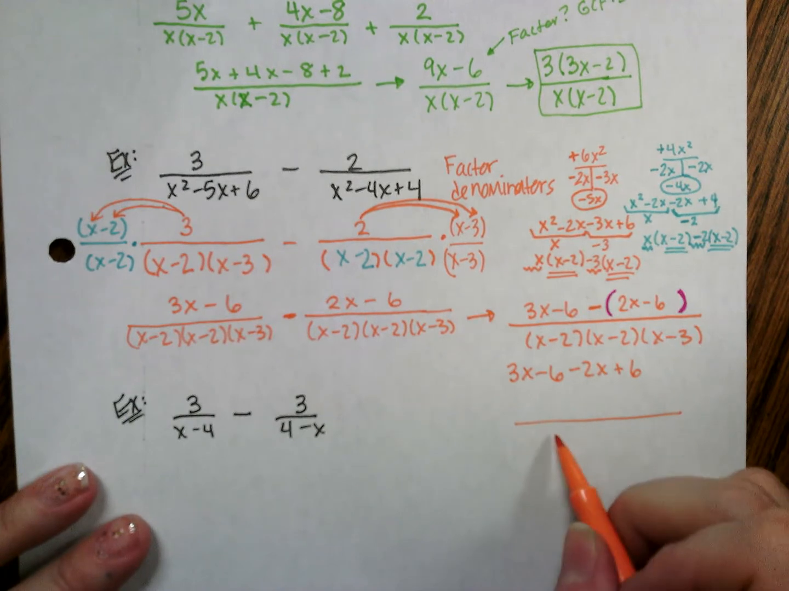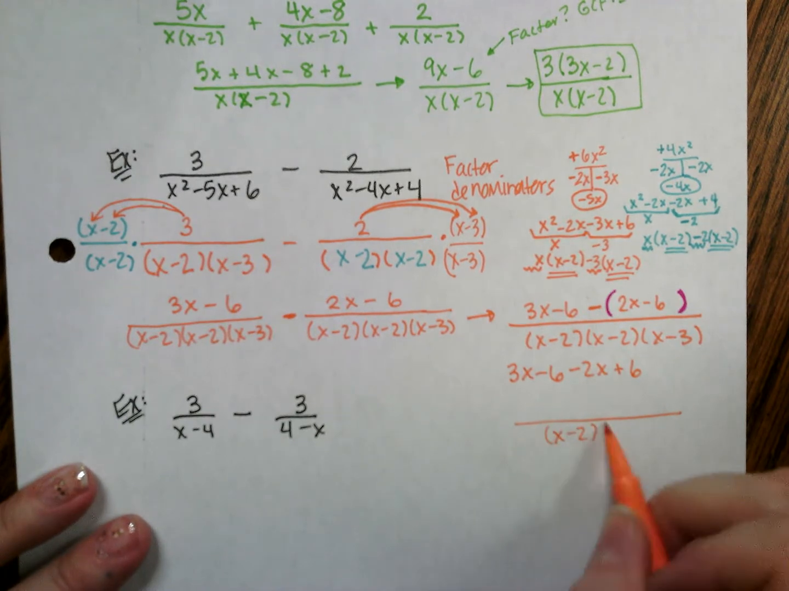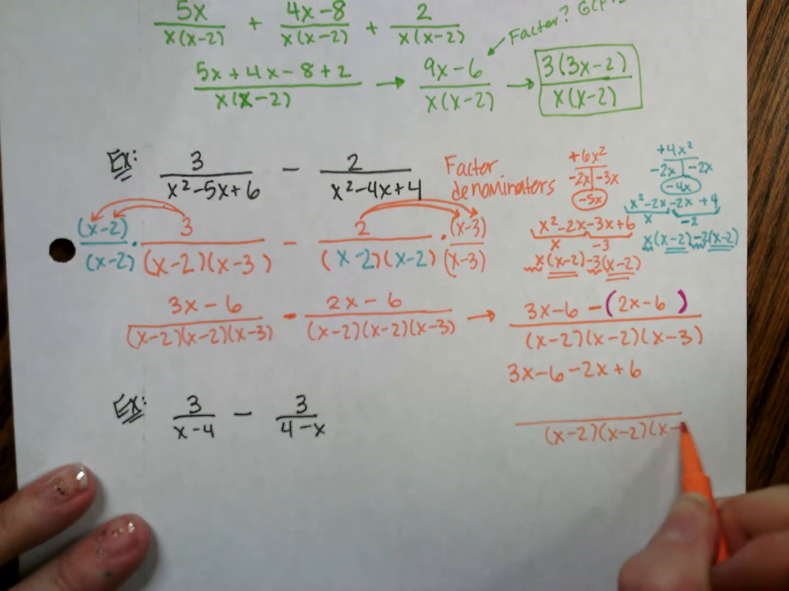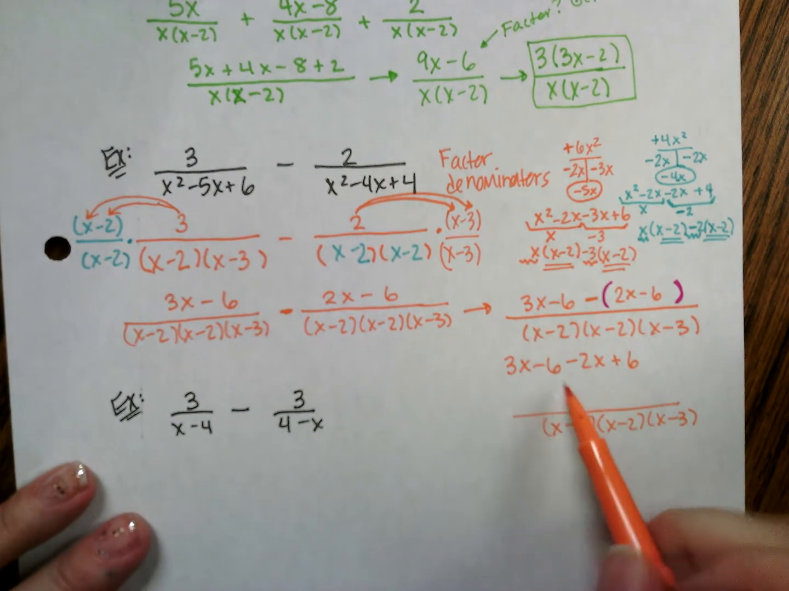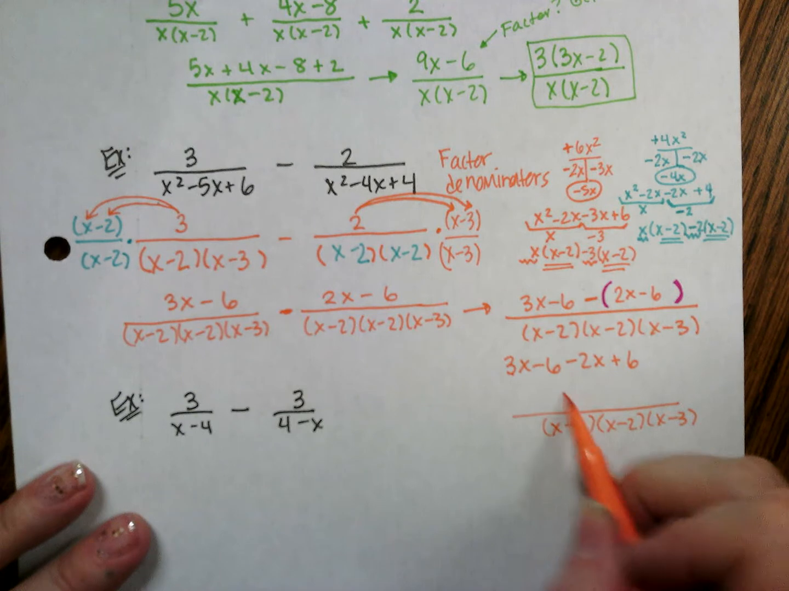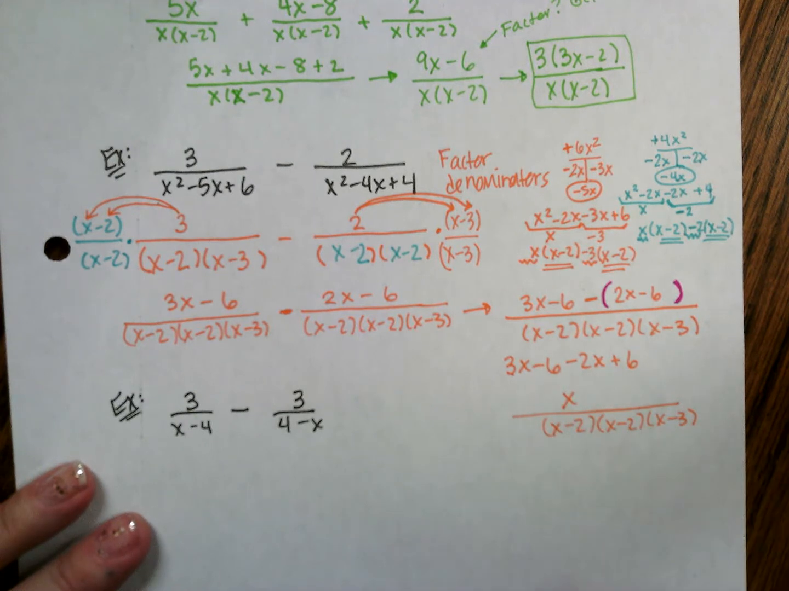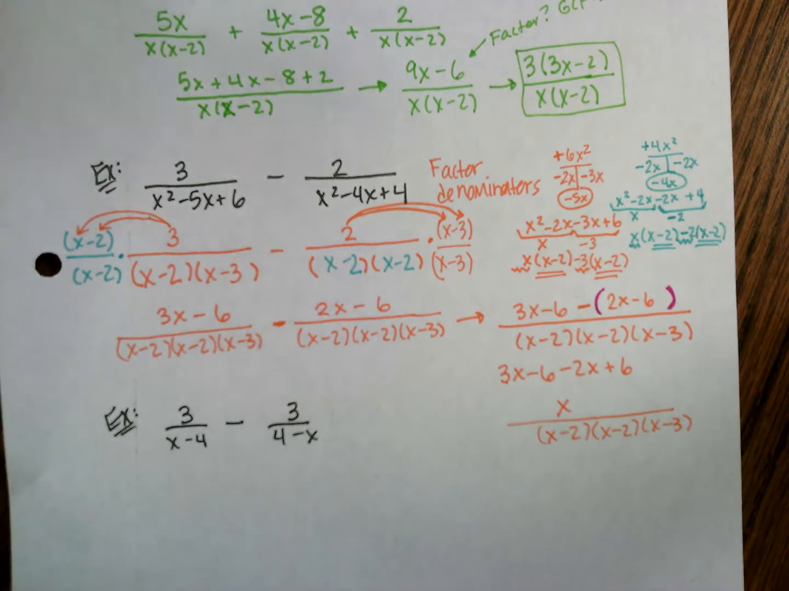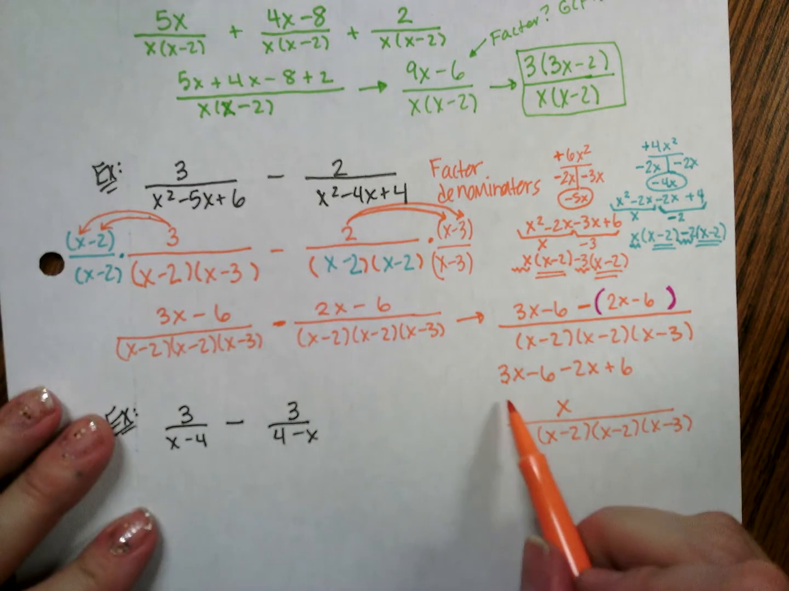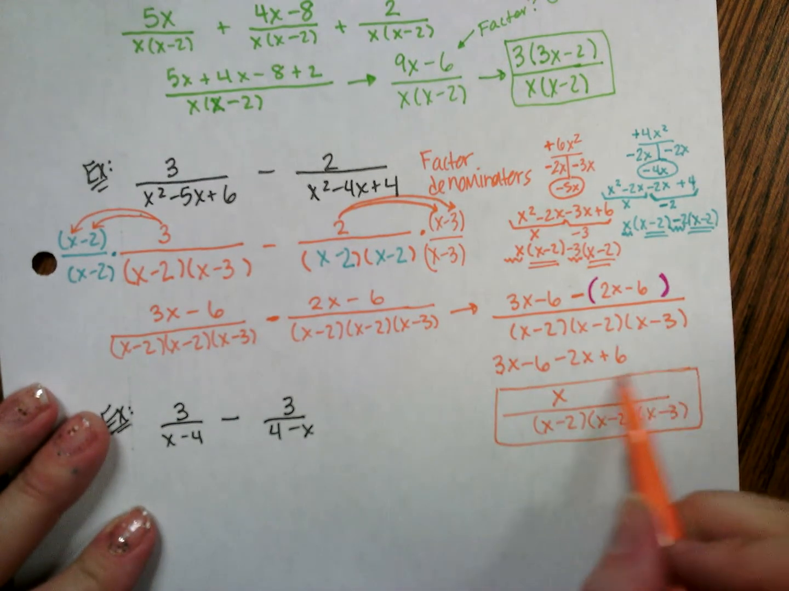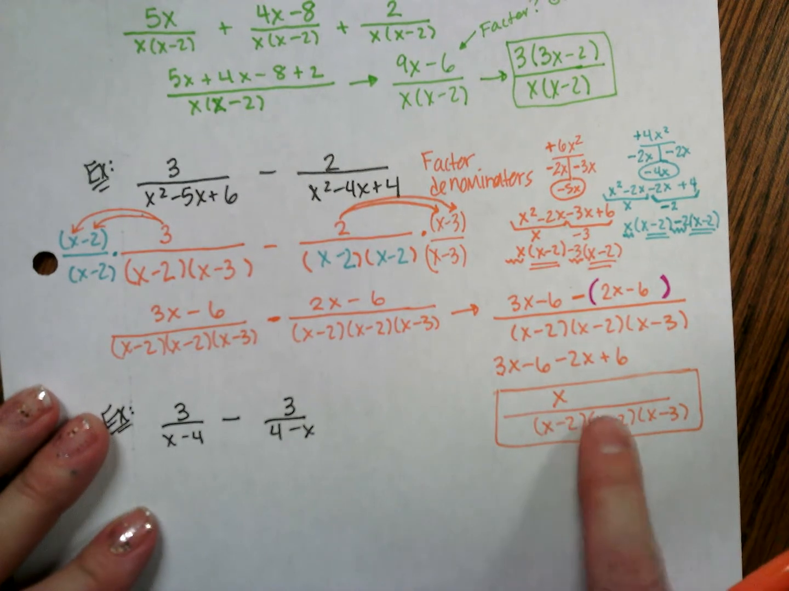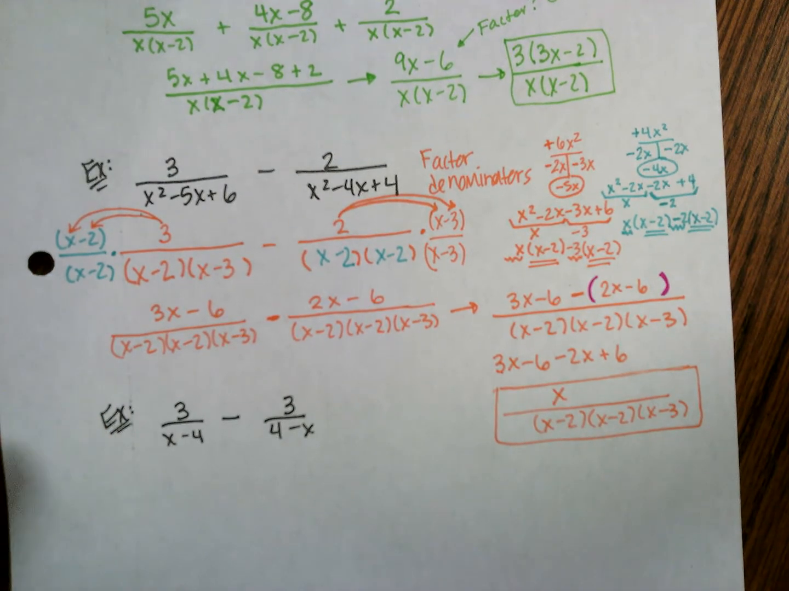So I'm going to end up with the same denominator, x minus 2, x minus 2, x minus 3. But the numerator is going to be 3x minus 2x, which is x, negative 6 plus 6, which is nothing. It's 0. So I end up with x over x minus 2, x minus 2, x minus 3. Now, if you wanted to, you could write this x minus 2 squared times x minus 3, but that's up to you.